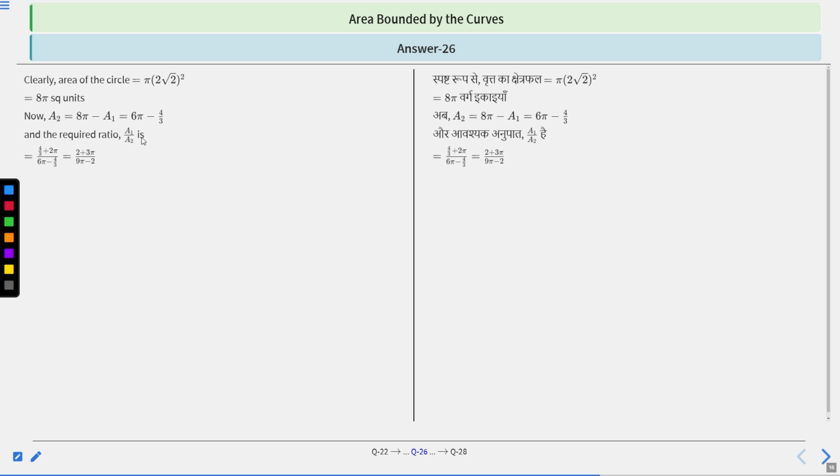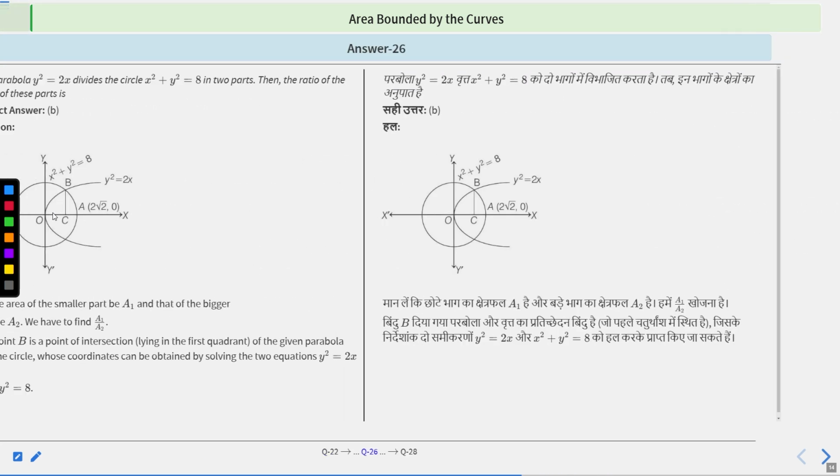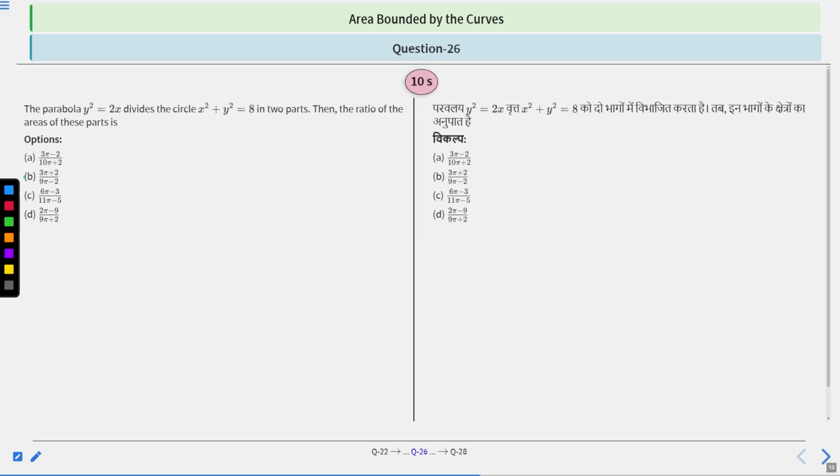The required area will be A1 upon A2, which is 4 by 3 plus 2 pi upon 6 pi minus 4 by 3, which after simplification you will get 2 plus 3 pi upon 9 pi minus 2. Therefore, option B is the right choice. Got it?